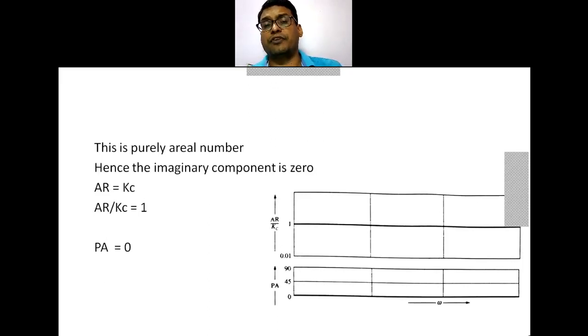A simple question that can be asked: the amplitude ratio for the Bode plot with the proportional controller, is it a straight line with a negative slope, with a positive slope, or with a negative and positive slope? It's a straight line, with a slope of 0 only.